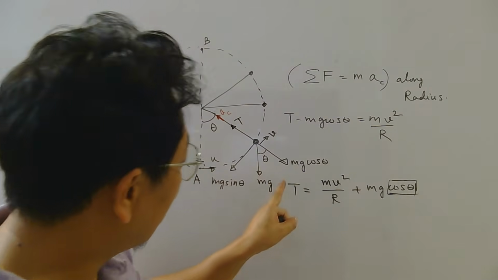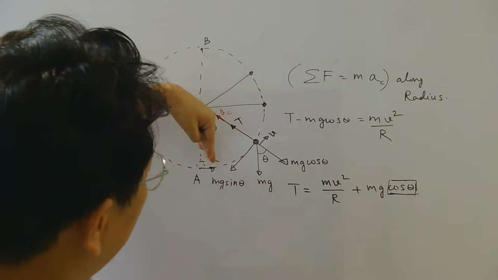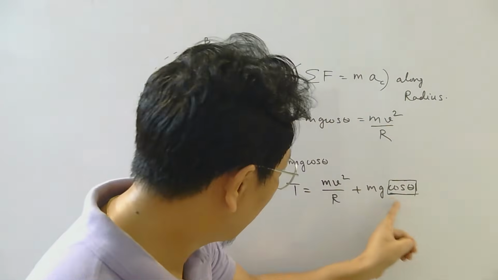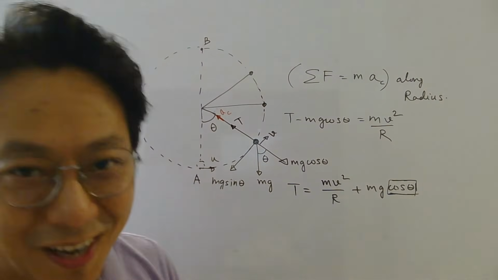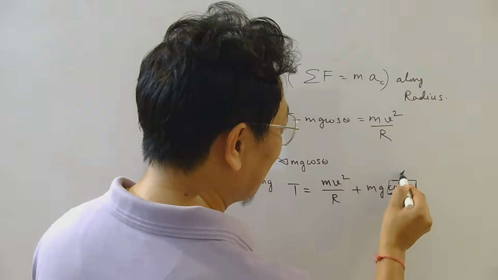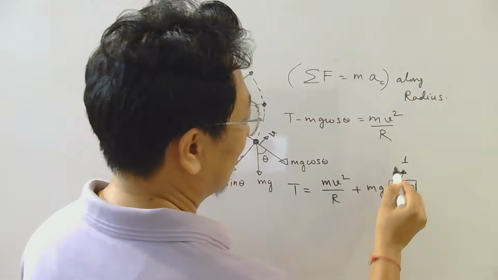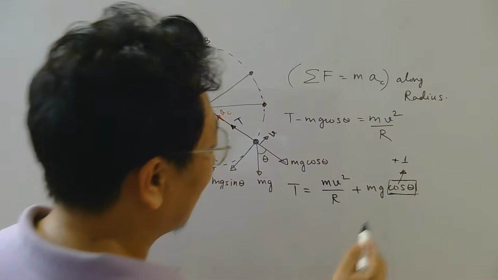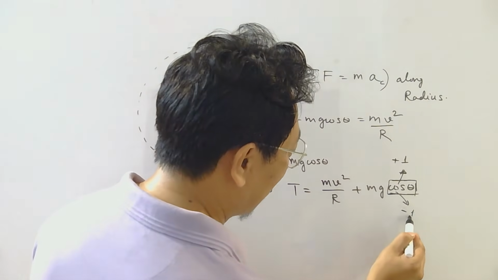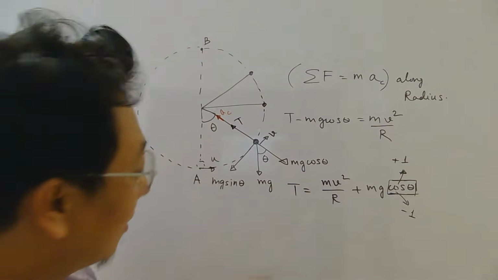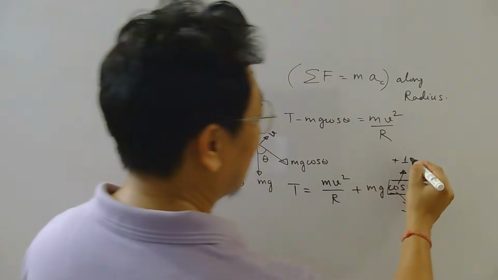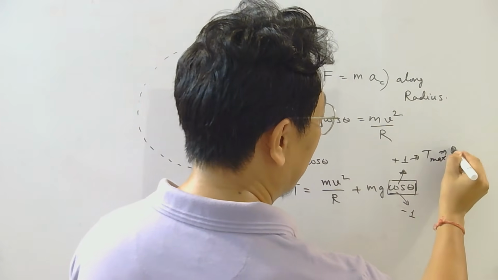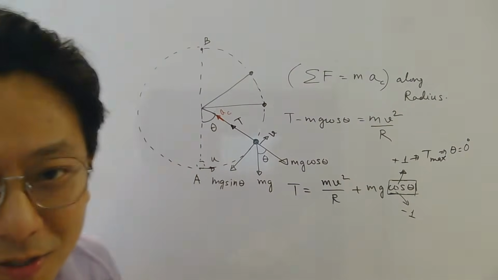So you must understand that as our pendulum moves, theta keeps changing, and as theta changes, cos theta changes, and as cos theta changes, tension changes. And when is cos theta maximum? When it becomes 1. So when cos theta is 1, tension will be maximum, and when cos theta is minus 1, which is the minimum value of cos theta, tension will also be minimum. When cos theta is 1, tension is maximum, and that happens at what angle? 0 degrees. Cos is 1 for 0 degrees.